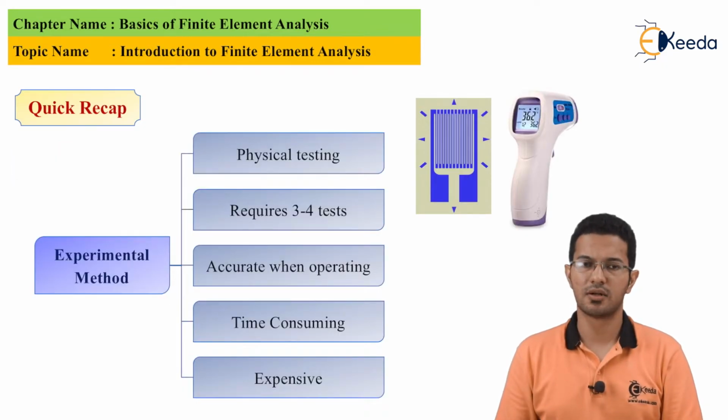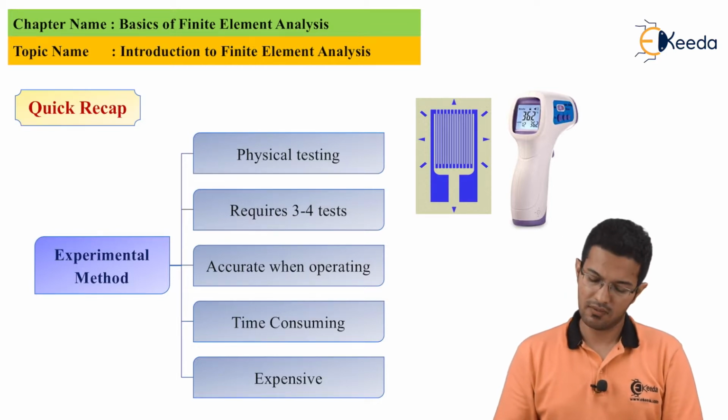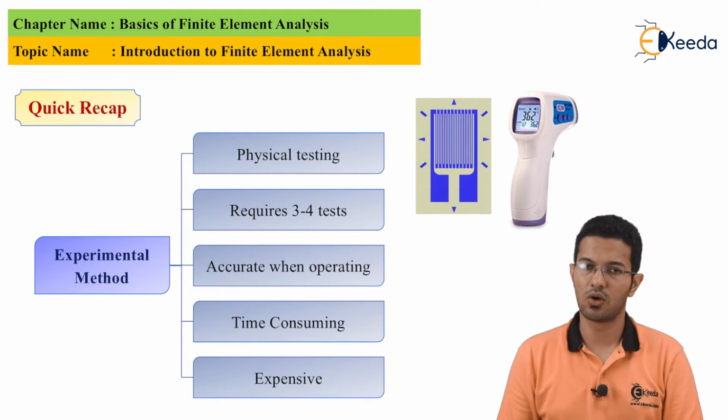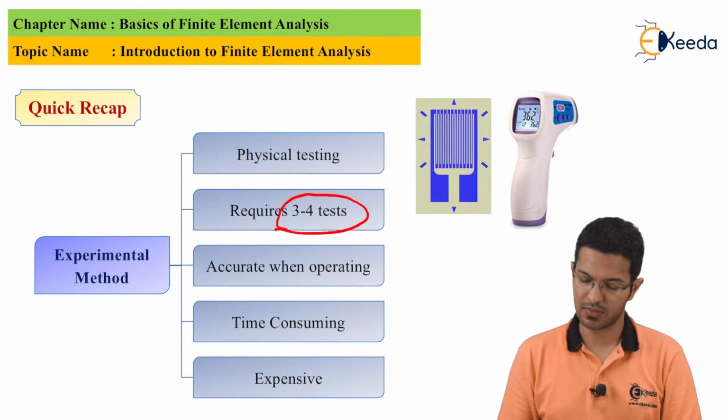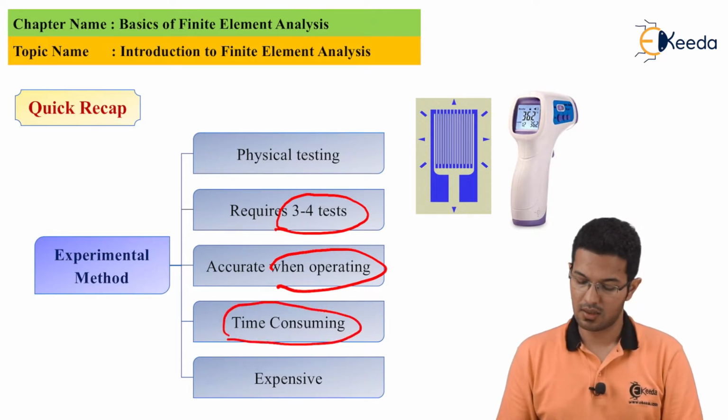Then the next method is called the experimental method. As the name suggests, we have to go for the physical testing of a prototype or the model. It requires 3 to 4 tests for accurate results. It is also accurate while the machine is operating. This method is time consuming, and it is also very expensive.